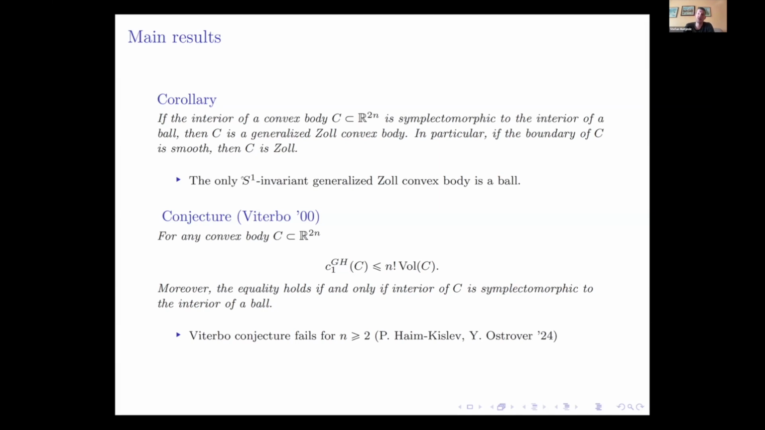Yeah, I agree. It would be something. One can also consider the closure of smooth Zoll convex bodies, and the closure will consist only of generalized Zoll convex bodies. So then one can see the closure in what topology? In C0. C0. Yeah. Cool. All right. Thanks. You're welcome.